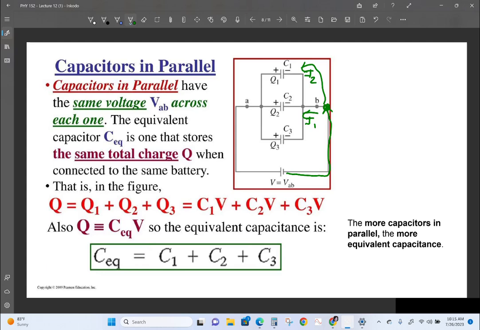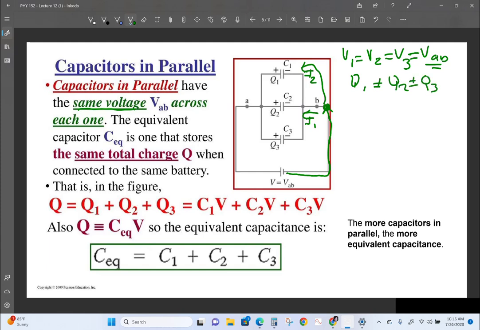And so if you have more than one path of current, then that means that the capacitors are in parallel. It turns out that the voltage across V1 and V2 and V3 is going to be equal to the voltage of the battery, right? It's going to be the same. So they all have the same voltage, but that means that they have different charges. So Q1 is not going to be equal to Q2, is not going to be equal to Q3.